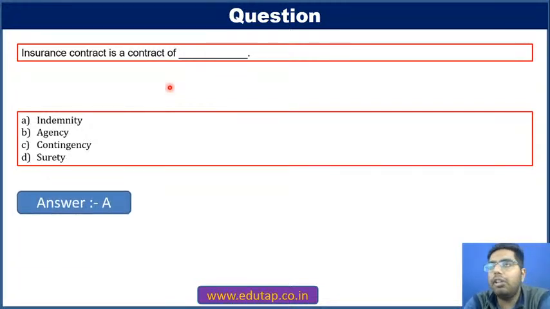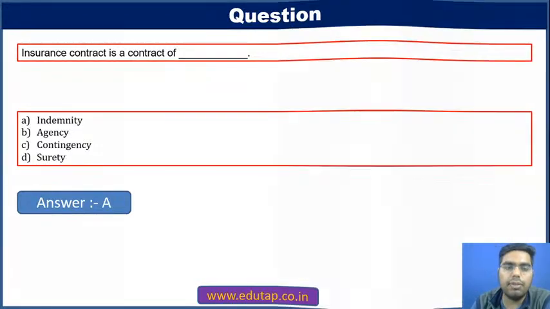What do you mean by a contract of indemnity? Indemnity means to make good your losses, that is, to cover your losses. In an insurance contract, I am making a contract with an insurance company that if there is any chance of any risk, they are covering the risk. Indemnity contract means the contract for covering your losses or for covering the risk. Clear? So the answer should be option A.